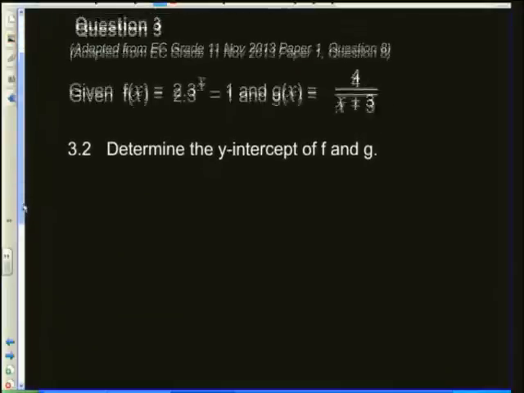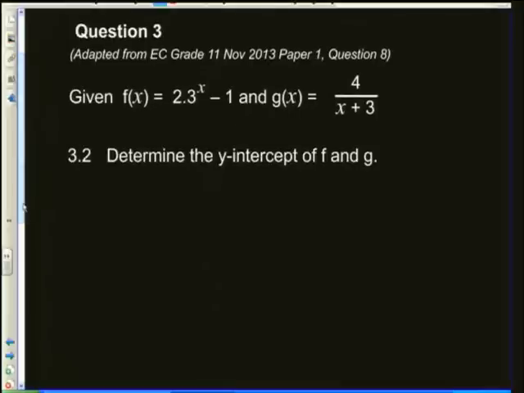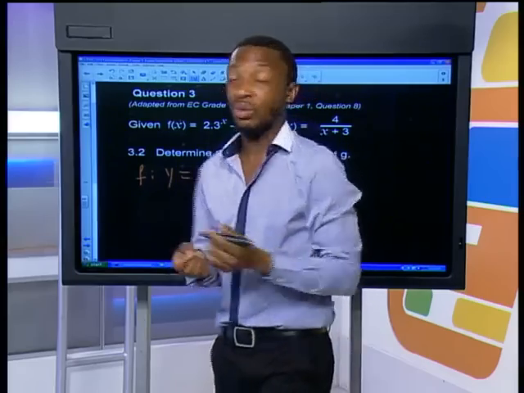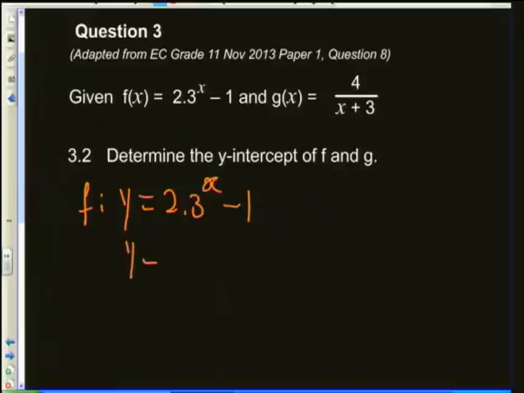3.2. It says determine the y-intercepts of f and g. So for f, y is equal to 2. All right. If I want to determine the y-intercept, I let x equal to 0. So it means that y is equal to 2 times 3 to the 0 minus 1. And that whole thing there will give me 2 times 1 exponent. So it's 2 minus 1. So it is equal to 1. So it means that this graph will cut the y-axis at 0, 1.